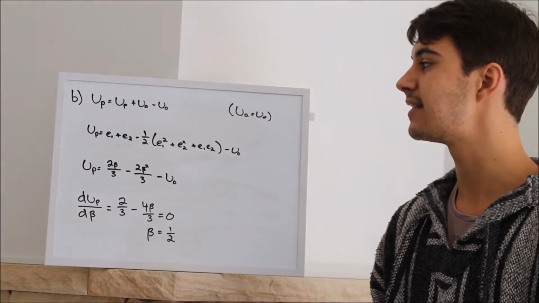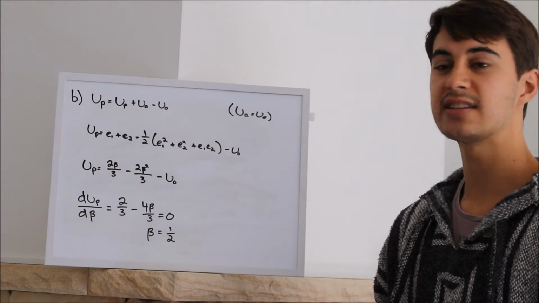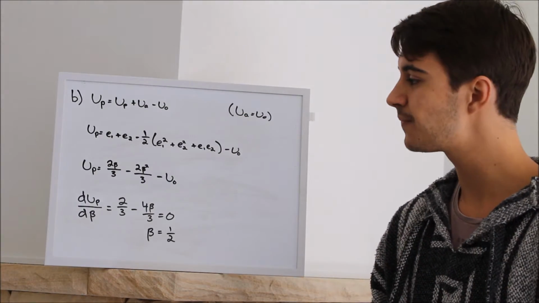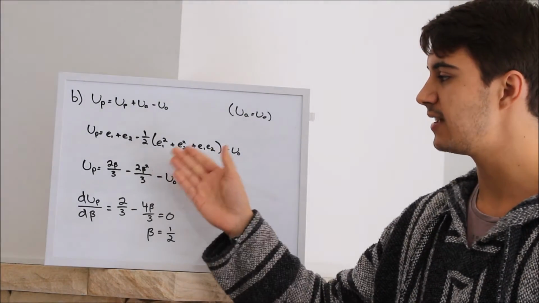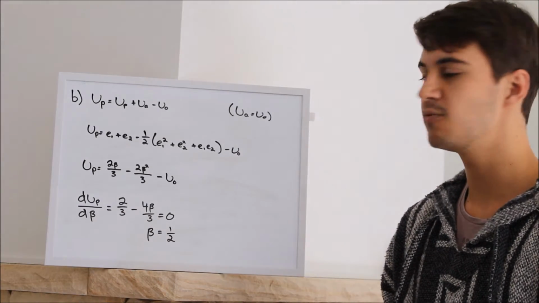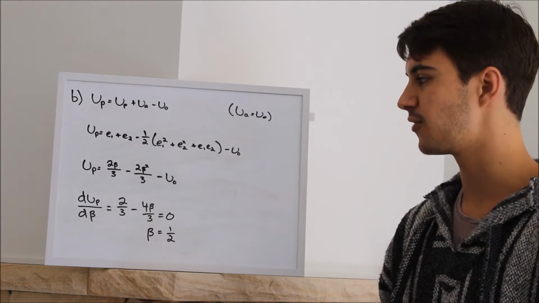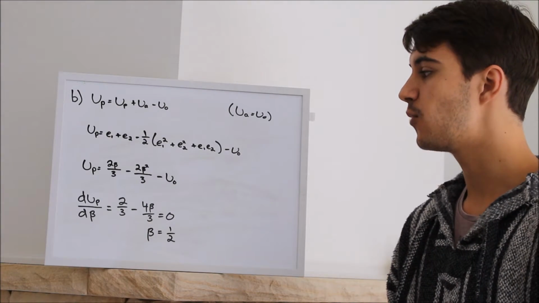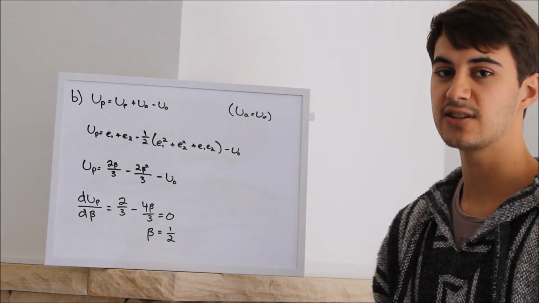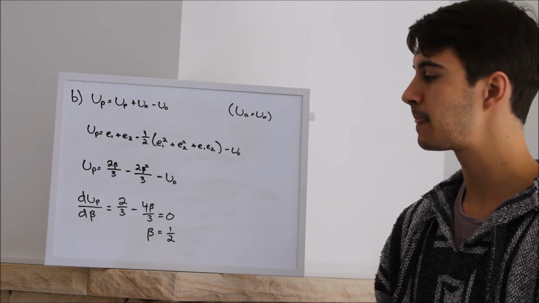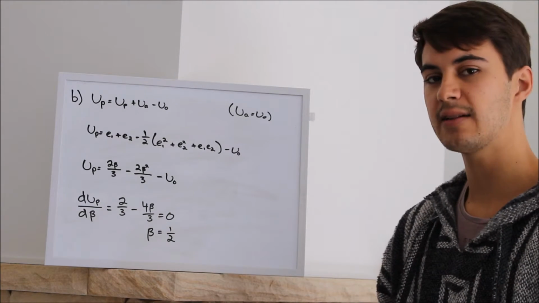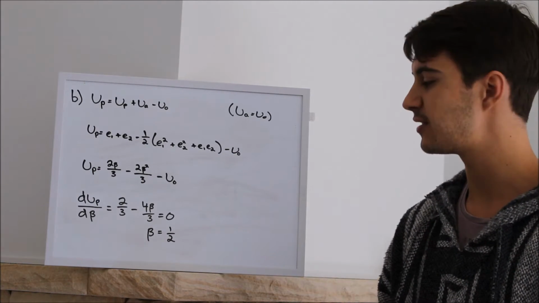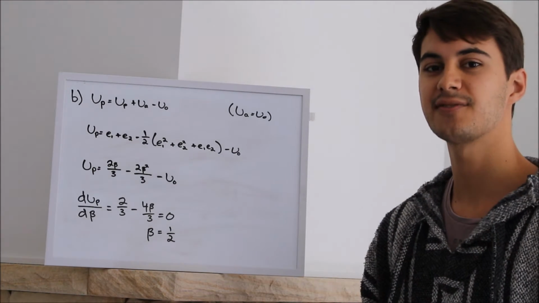To find the maximizing level of this, we're going to sub in the levels of E that we found in the previous question and simplify this to give UP equals 2 beta over 3 minus 2 beta squared over 3 minus U0. In order to find the level that the principal is going to choose for beta, we are going to differentiate this and let it equal 0 to find the maximizing level of beta. This gives us the equation 2 over 3 minus 4 beta over 3 equal to 0, and simplifying this gives us a beta level equal to a half.